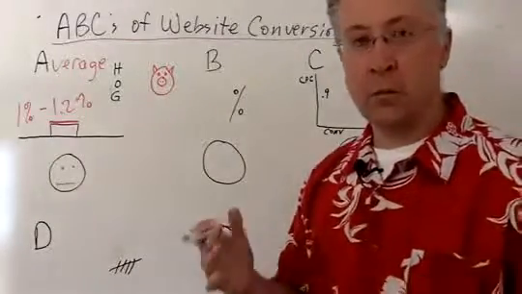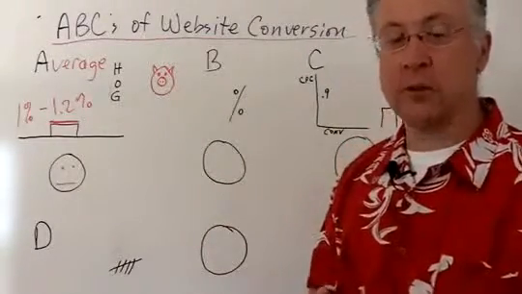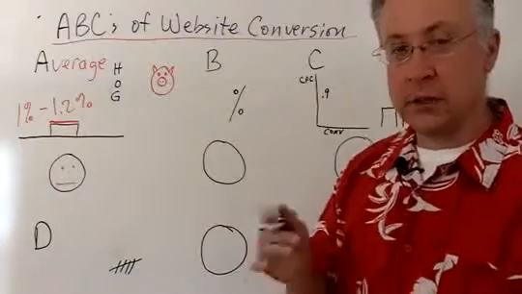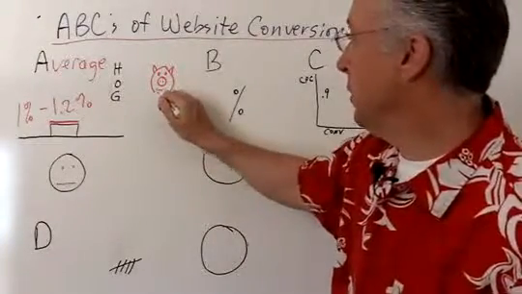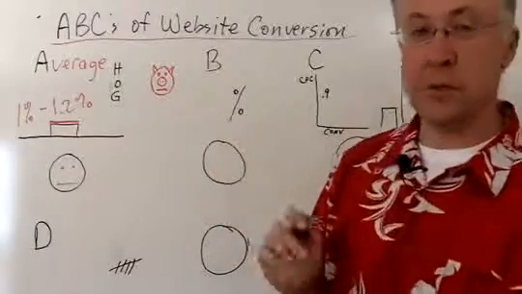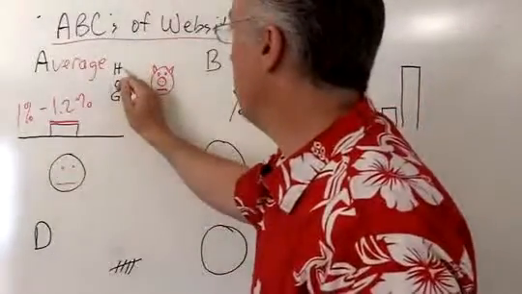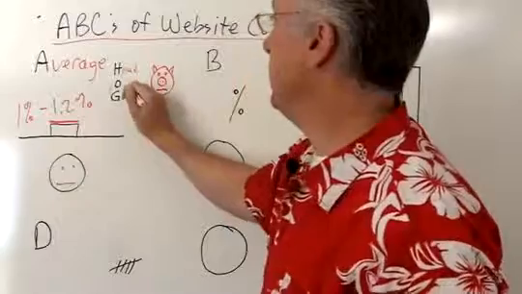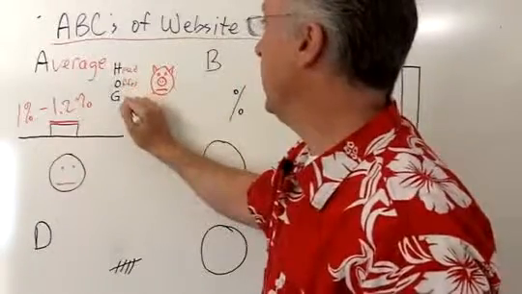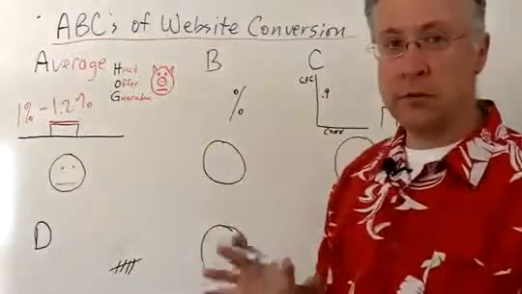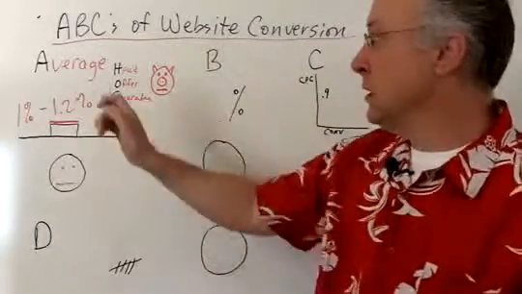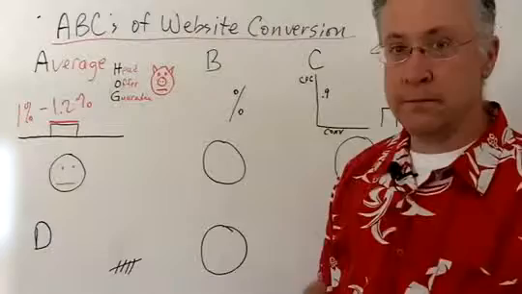Now, if you're looking at ways to raise the average conversion rate on your website, just remember a simple metaphor. Hog. And the piggy goes, huh? Just remember hog, because hog stands for headline, offer, and guarantee. Those are the three things that you should test first to raise the average on your website.